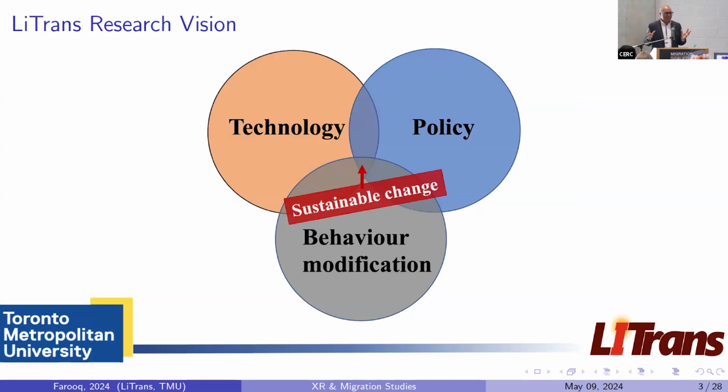One sentence on the work that we do: we work at the nexus of technology, policy, and behavior modification. We are interested in new technologies, in transportation systems specifically, and we are trying to adapt them in a way such that they can be adopted in a sustainable manner. And for that, bringing in the policy side and the behavior change side is always very important for us. So this is the kind of focal point that we use for our research.